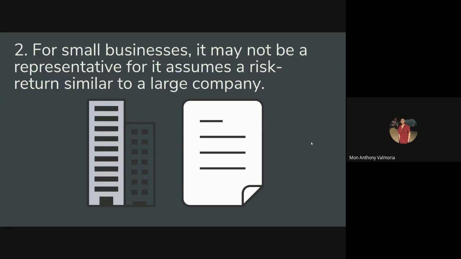So number two, for small businesses, the second weakness of beta: for small businesses, it may not be representative, for it assumes a risk-return profile similar to a large company. Both valuation practice and some textbooks suggest making adjustments to the beta to take account of the greater riskiness of a small company.